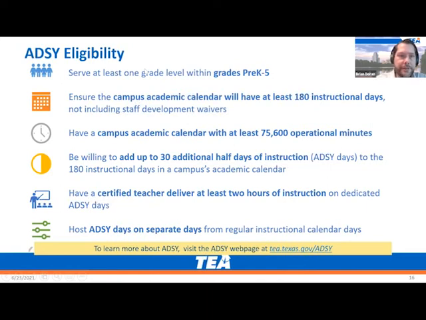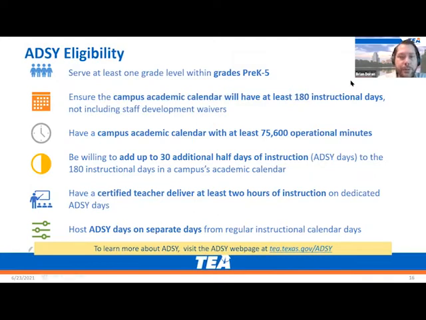Some key ideas here for ADSY eligibility, again, that it's at the campus level and it needs to serve at least one grade level within grades pre-K through 5. The academic calendar needs to have at least 180 days. That doesn't include staff development waivers. The campus academic calendar must have the traditional 75,600 operational minutes.